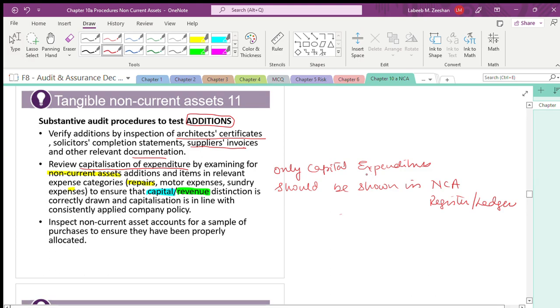Any revenue expenses should not be in that. We are not focusing on revenue expenditure at all. Inspect the non-current assets account for a sample of purchases, to check that they have been properly allocated.